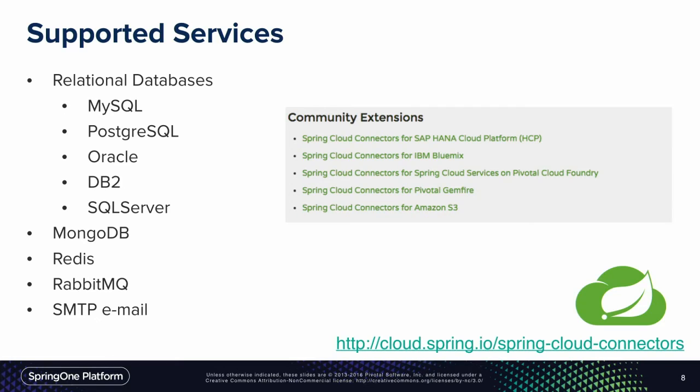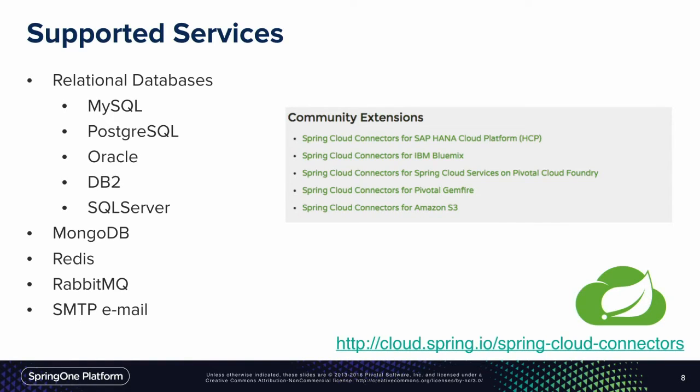So the services that the core library supports out of the box are the ones you see here, a set of relational databases. MongoDB, Redis, RabbitMQ, and SMTP-based email is in there also. But it also can be extended, and there are a set of extensions that people have already written and that we advertise on our project homepage. We call them community extensions. So SAP HANA is a database that you can connect apps on Cloud Foundry to. So they've written a set of extensions to Spring Cloud Connectors specifically for HANA.